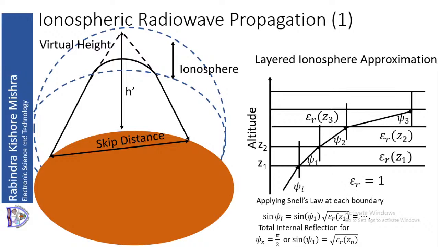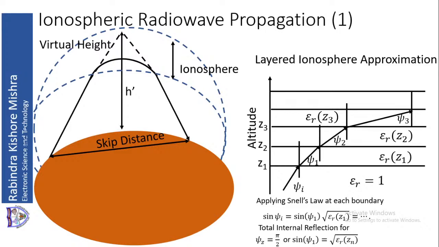From Z2 to Z3, again the density remains constant. In that layer, it is epsilon r Z2. So that way it goes up. Now we are sending an electromagnetic wave which is incident onto layer 1 at Z1. Z1 is the first layer. So at Z1 the angle of incidence is psi I.